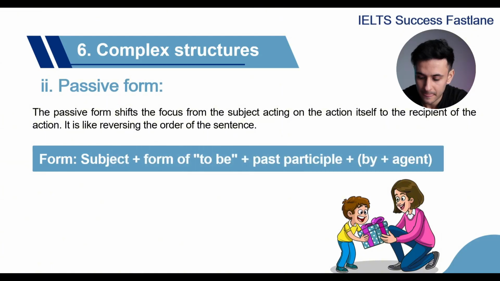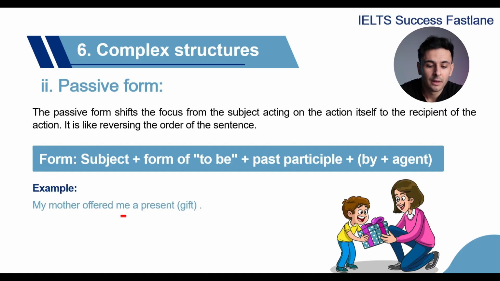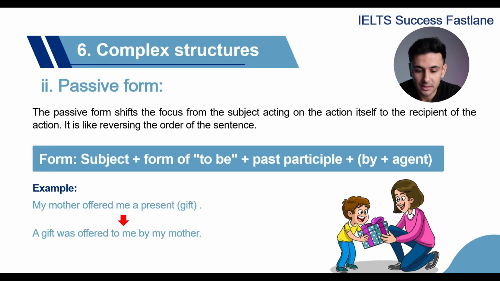This is the structure, but let me give you an example so you understand it better. My mother offered me a present, and a present here means a gift. So this was in the active form, but when you turn it into the passive form, a gift was offered to me by my mother. And that's exactly what we did. We shifted the focus to the object, which was the gift, and we started with the gift was offered to me by my mother, and my mother was the subject, but now it's the agent.